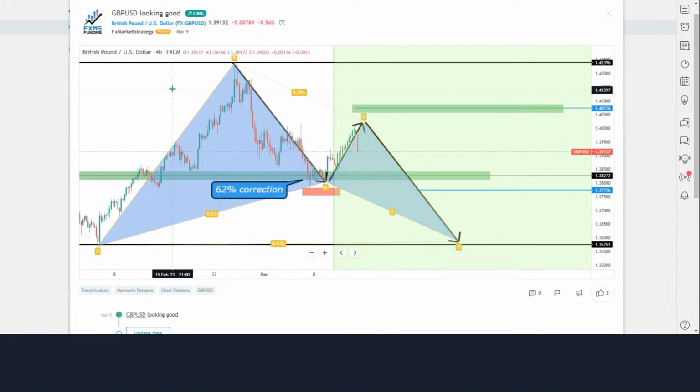Now I shared with you a screen with an old idea and the chart on the TradingView FX Market Strategy account. We analyzed the pound dollar, okay, in 9 March. Now, around 1 week ago. Oh, 3 days ago, sorry, okay.